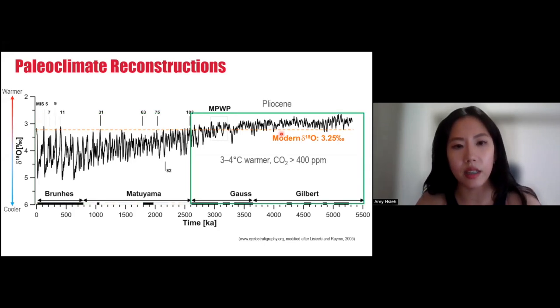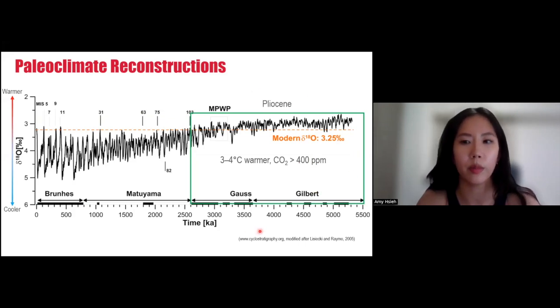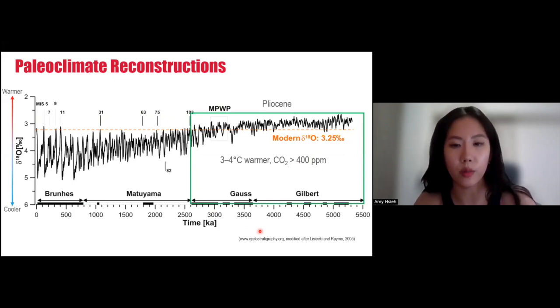And the last time that these conditions occurred was in the Pliocene, where temperatures were around 3 to 4 degrees warmer than the pre-industrial period, and carbon dioxide concentrations exceeded 400 parts per million. So this makes the Pliocene climate a good analog for near future Earth.